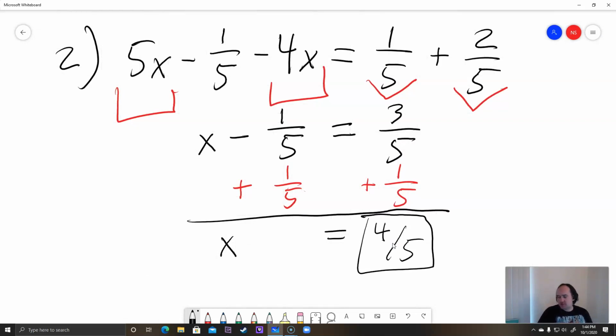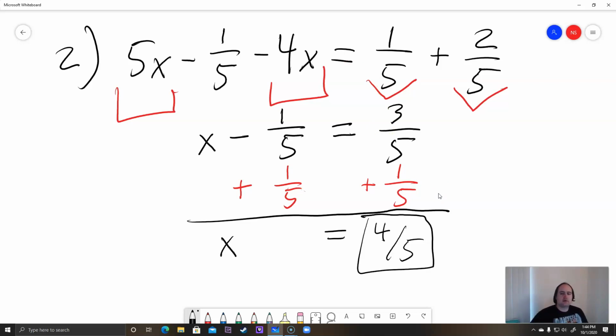And again, you could check this, but as you can see, you'd have to plug in 4/5 here, and it would be very complicated looking, and you'd have to add and subtract a bunch of fractions. So that's a lot of extra work to check these. If you want to do it, you can, but it takes a lot of time.